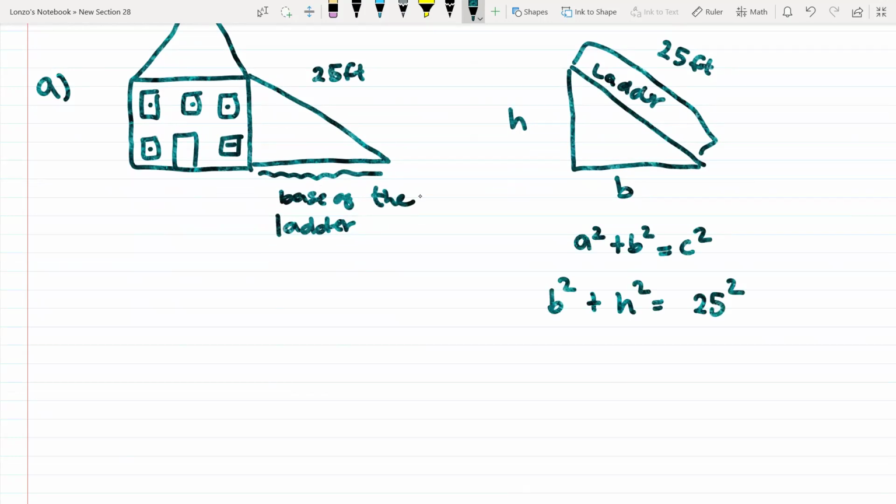Okay, so now we have to take the derivative implicitly with respect to time. Start with b. What's the derivative of b squared with respect to time? Well, the derivative of just regular b squared is 2b, and then you do have to add the db dt. And then the same thing with h squared. What is the derivative of h squared with respect to time? The derivative of regular h squared is 2h, and then you have to add the dh dt, right? Equals, and then the derivative of a constant, 25 squared, is just 0.